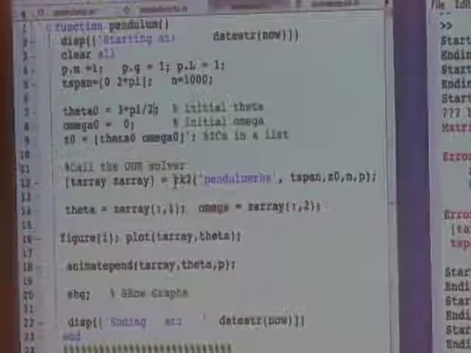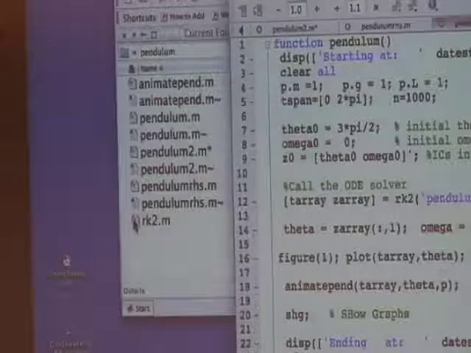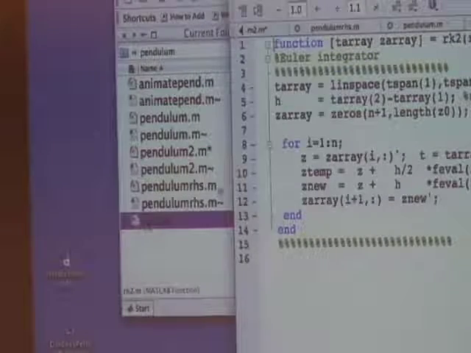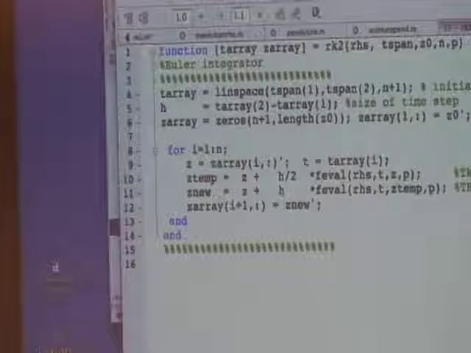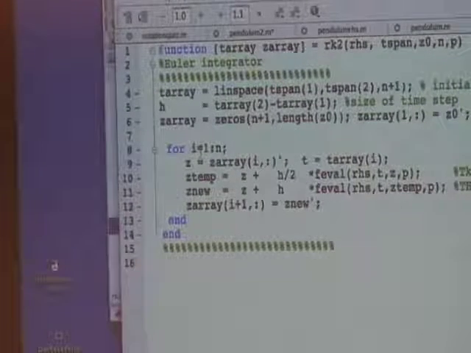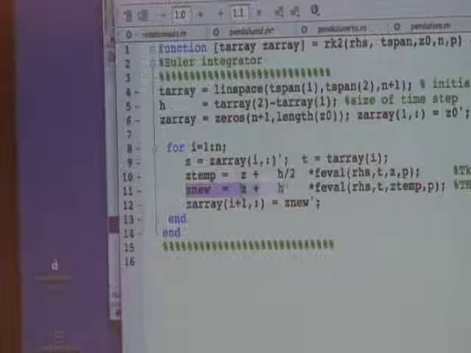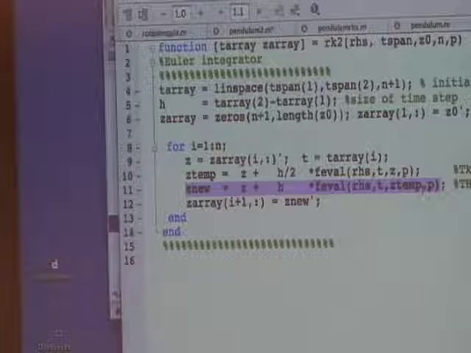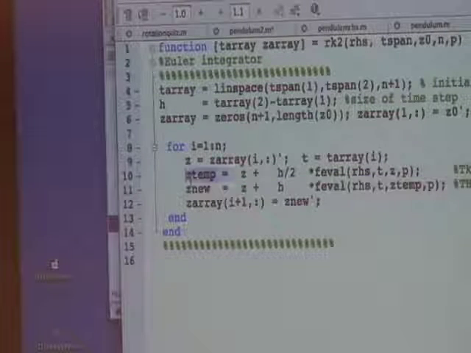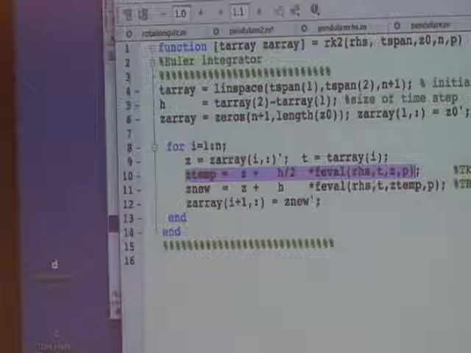And we have our solver here, RK2. RK2 was this thing that we wrote. It was our differential equation solver. The key of this solver was that we marched forward in time by taking a new value of z by h times what we thought was the derivative. How do we take the derivative? We take a half step forward and estimate the derivative. It's a little tune-up of Euler's method.